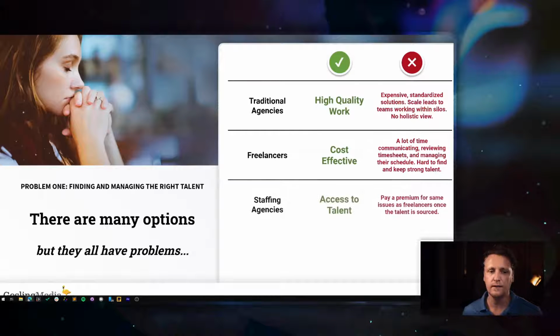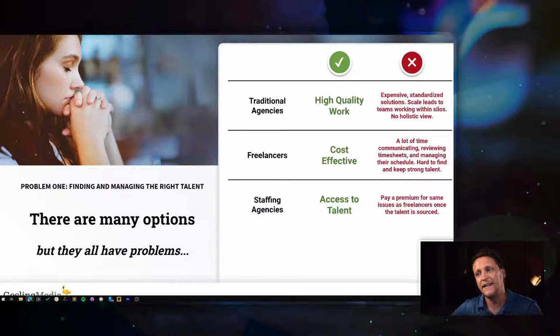So that's where staffing agencies come in. Staffing agencies basically have a roster of pre-vetted, good quality designers or developers or whatever you're looking for. And they can find you someone like tomorrow. You call them up, explain what you need, and they'll find a pre-vetted good person quickly.